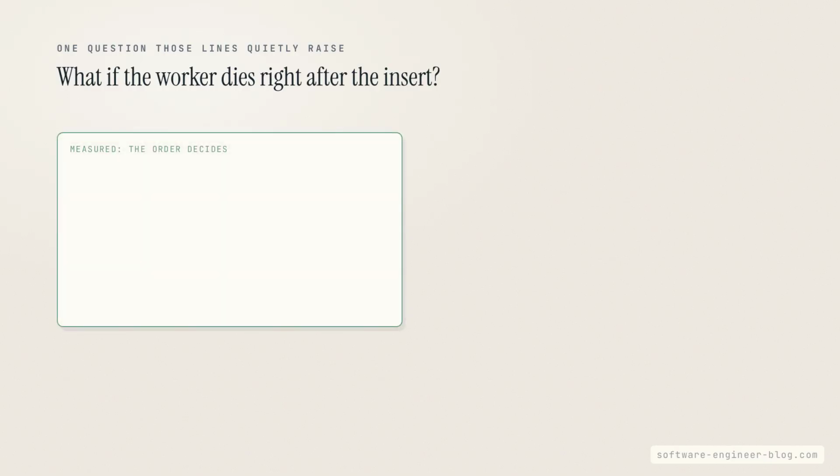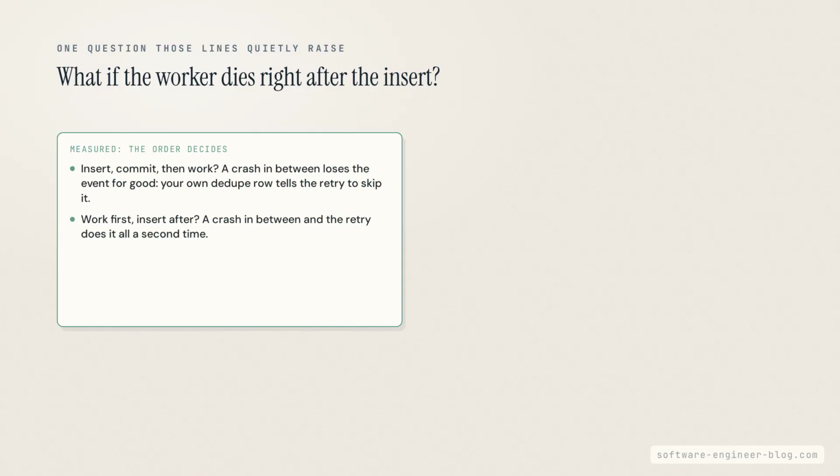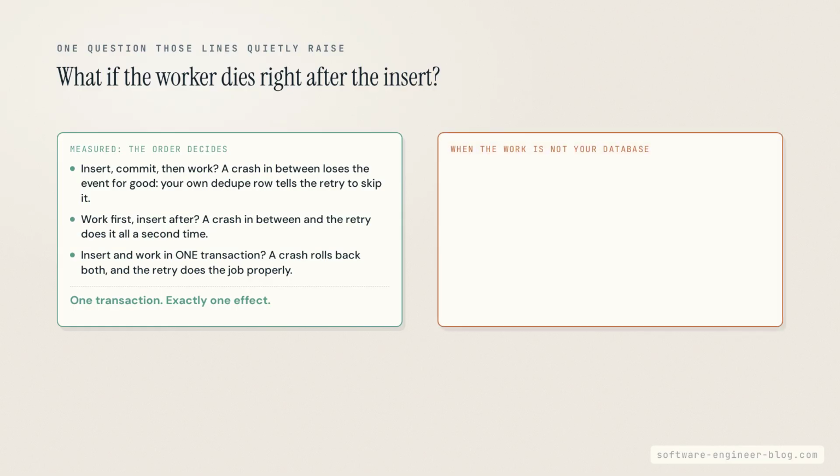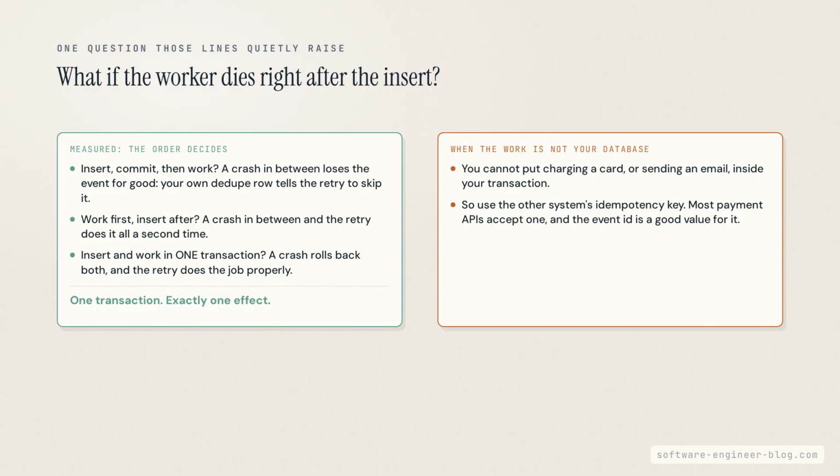That code quietly raises a good question. What if the worker dies right after the insert but before the work? I tested all 3 orderings and the results are not symmetric. If you insert, commit, and then do the work, and you crash in between, the event is lost for good. Your own dedupe row tells the retry there is nothing to do. That is the worst one, and it is the one you get by accident. If you do the work first and insert afterwards, a crash in between means the retry does the work a second time. But if the insert and the work are in one transaction, a crash rolls back both of them, including the row, and the retry finds nothing and does the job properly. One transaction, exactly one effect.